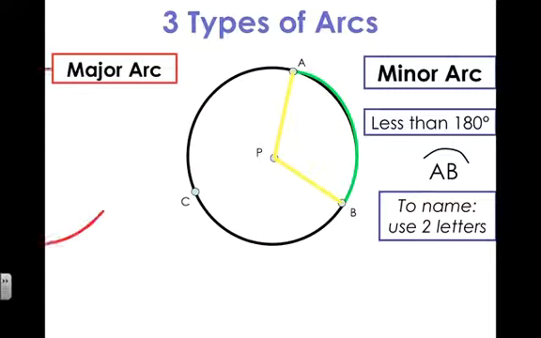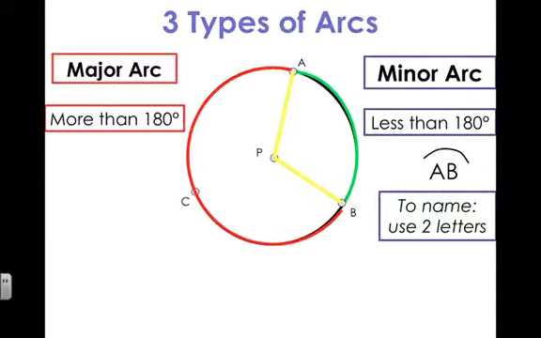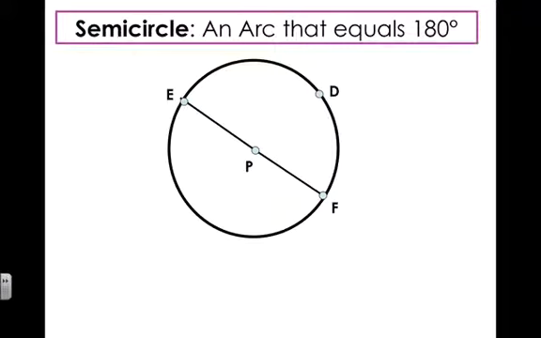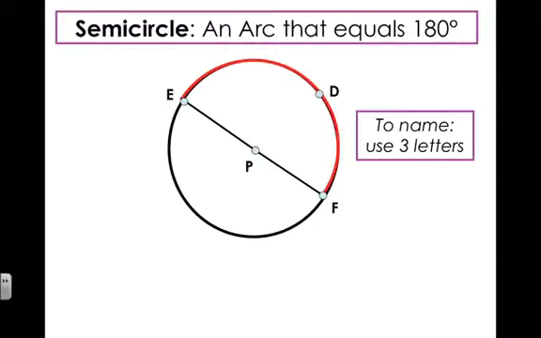We also have a major arc. That's going to be around the other way. Major arcs are more than 180 degrees. To name a major arc, we use three letters, in this case ACB, with the arc symbol above them. Now again, there's three types of arcs. We've got major and minor. One's less than 180, one's more than 180. So what is 180? Well, 180 degrees is a semicircle, an arc that equals 180 degrees. So in this case, we have the red arc. We're going to use three letters to name a semicircle, EDF, with the arc symbol above it.